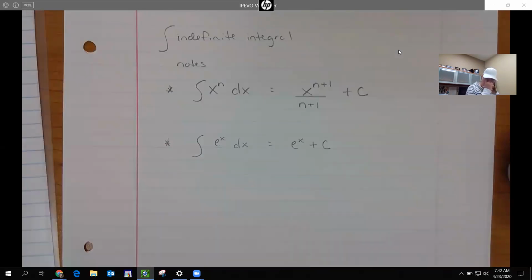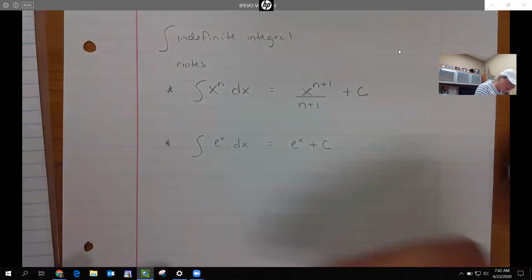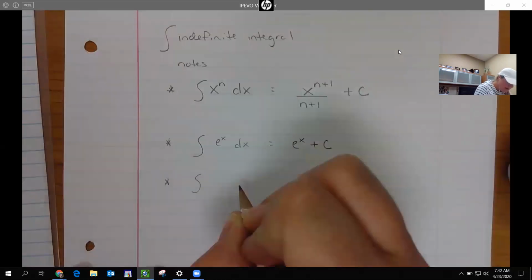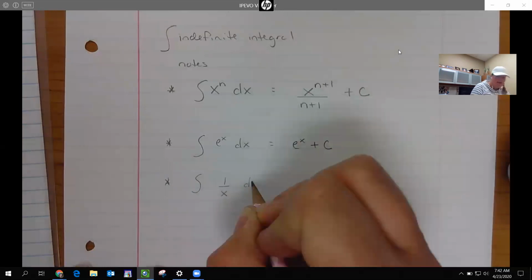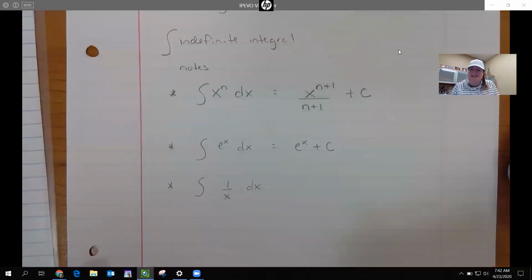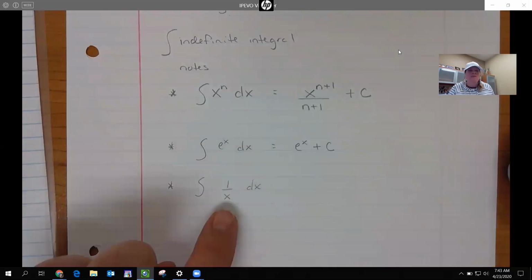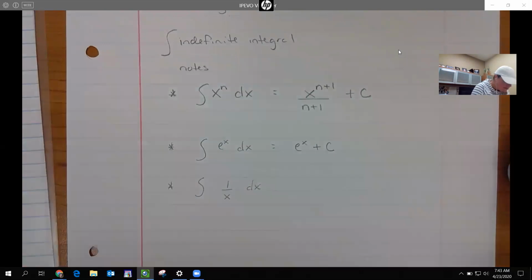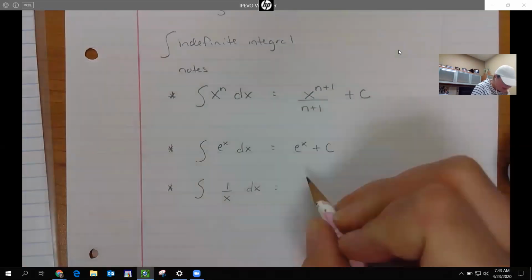Okay, one more for today's lesson. What if we have the integral of 1 over x dx? Well, if I brought that up as x to the -1 and I added 1, I would get a 0. So you can't get a 0 exponent because that makes it go to 1. Anything to the 0 is 1. So if you have something that would give you that 0 exponent, what do you have to do? You have to do the natural log.